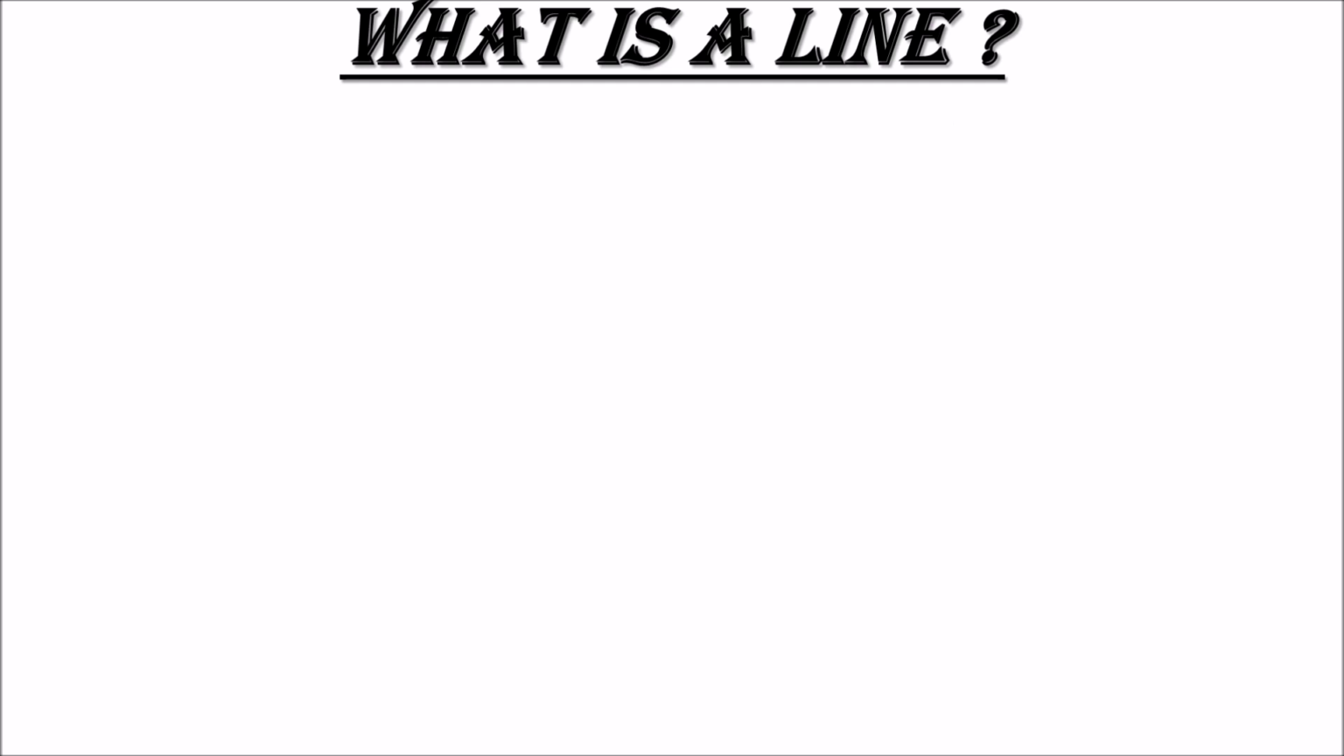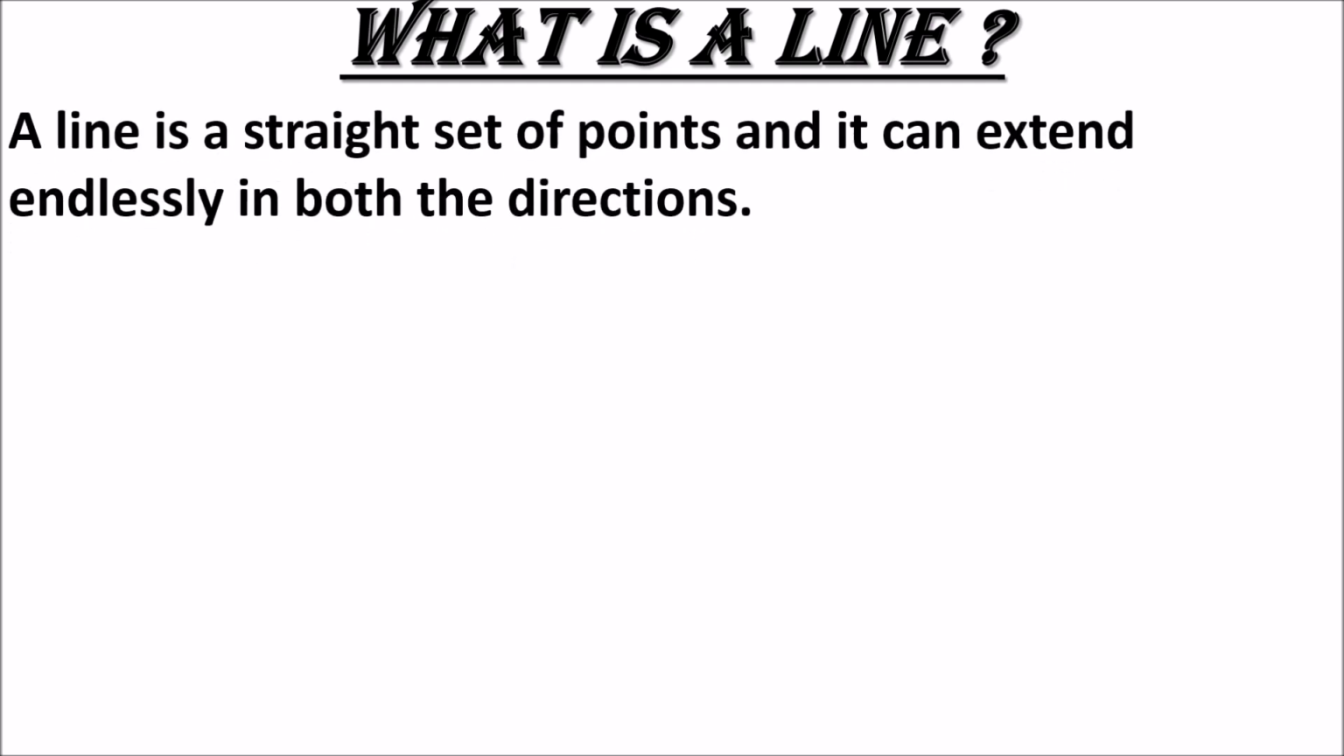What is a line? A line is a straight set of points, and it can extend endlessly in both the directions. Let's see an example. Here I have taken one point, one more point. Keep on taking some dots like that.